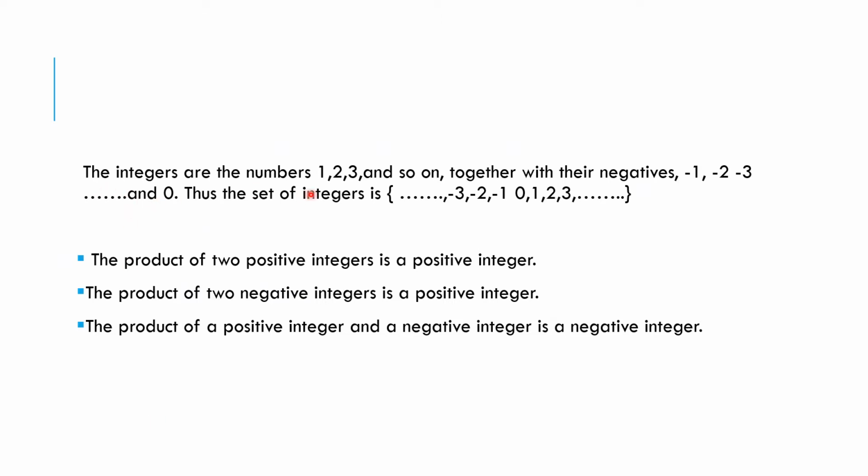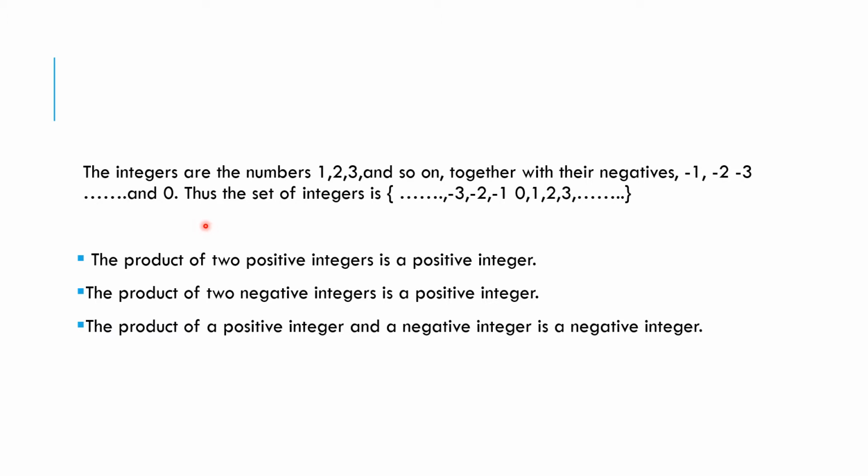The integers are the numbers 1, 2, 3 and so on, together with their negatives -1, -2, -3 and 0. Therefore, the set of integers is ..., -3, -2, -1, 0, 1, 2, 3, ... So basically from minus infinity to plus infinity. The positive integers are greater than 0, the negative integers are less than 0, and 0 is neither positive nor negative. When integers are added, subtracted or multiplied, the result is always an integer. Division of integers is addressed below.